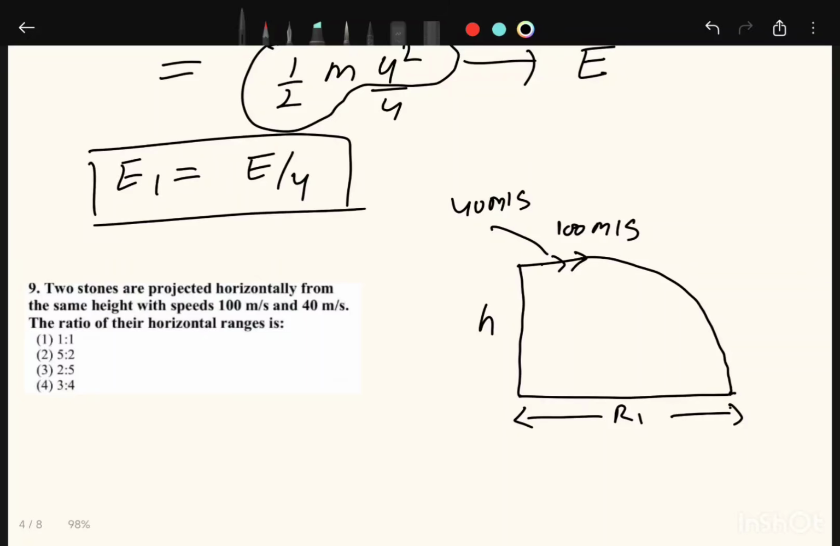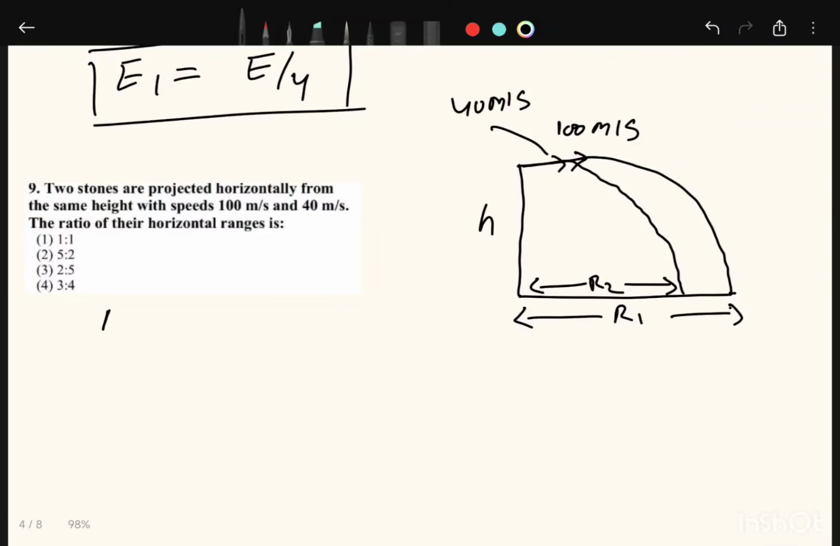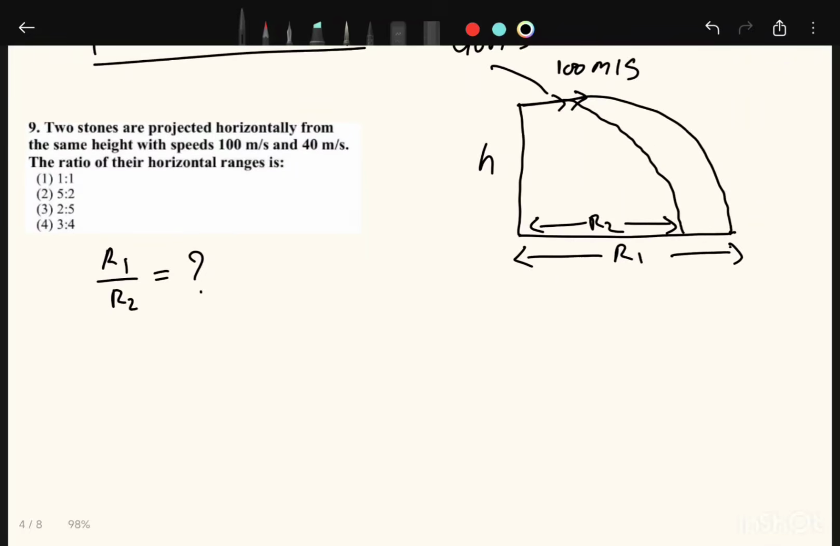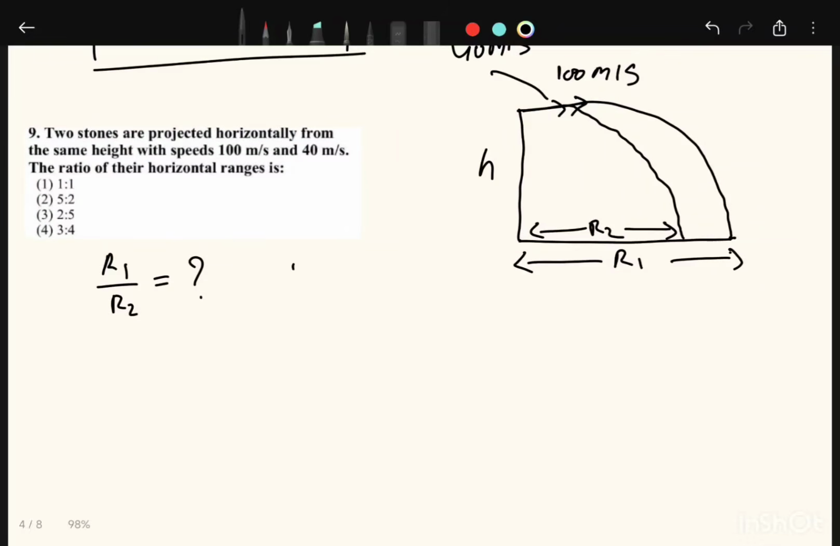So the range of this particle should be lesser, its velocity is also lower. So let's suppose this range is R2. What we are asked is to find out the ratio of their horizontal ranges. So we have to find R1 by R2. This is what we have to find out. And we have U1 as 100 meter per second and U2 as 40 meter per second.